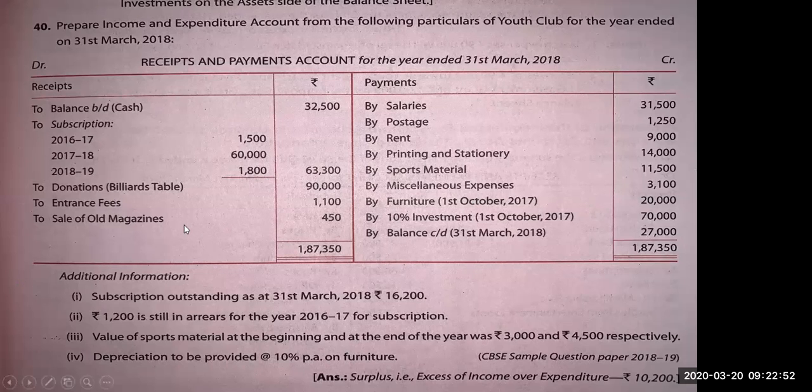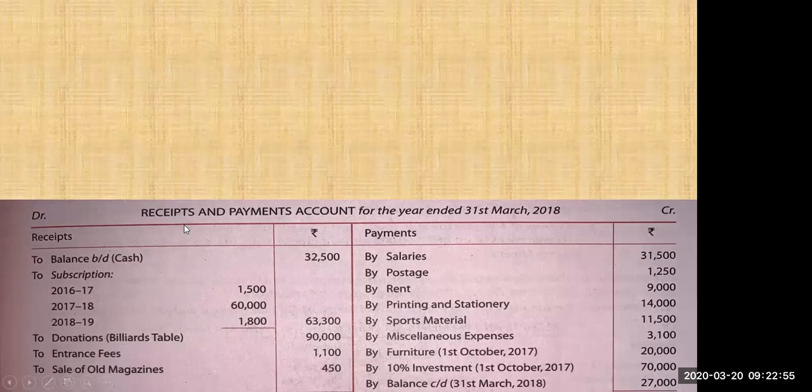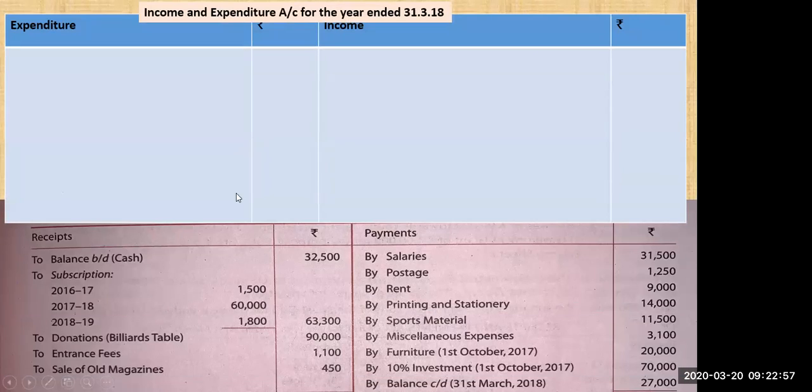Now let's do this question. Draw the format. Income and expenditure account for the year ended 31st March 2018. The heading must be written. Now first we will take all the receipt side without taking adjustments into account. We will do it later on.